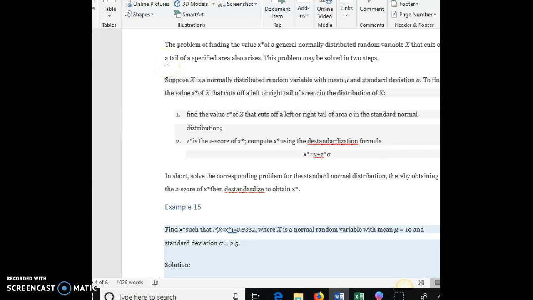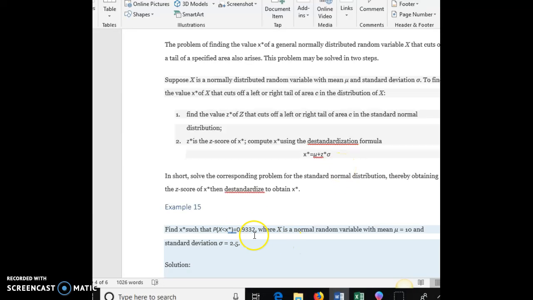Let's look at example 15. We want to find x star such that the probability that x is less than x star is equal to 0.9332, where x is a normal random variable with mean of 10 and standard deviation of 2.5. Okay, so let's notice first of all that this says x is less than x star, so we can use our inverse function to find a z-value that is less to begin with, and then we'll use our de-standardization formula to find out what x star is.